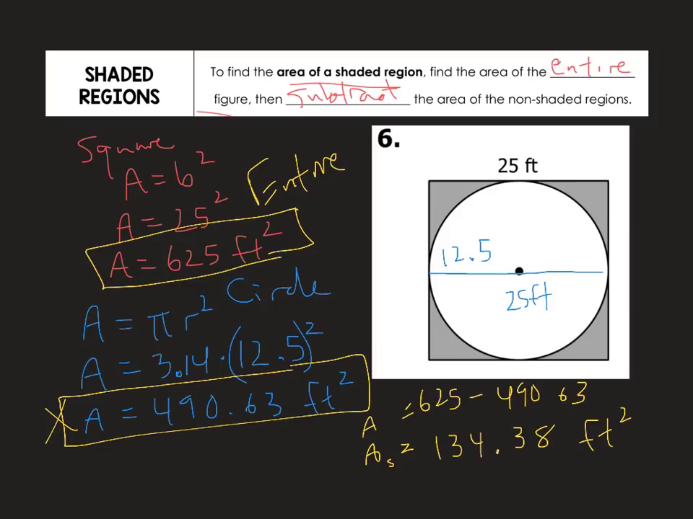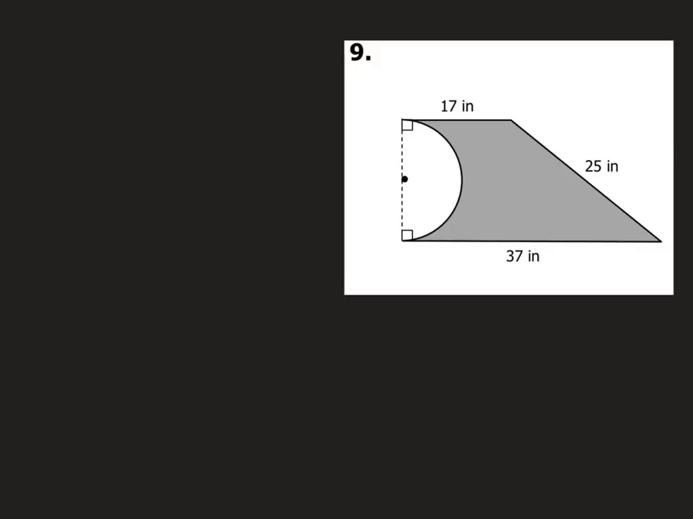Now again, if you use the pi key, you might get a slightly different answer. I think you get 134.14 square feet, but same difference. Okay, so what do we have here? Well, it looks like the big figure, the entire figure, is a trapezoid. And the part that we're removing, this part that we don't want, is a semicircle.